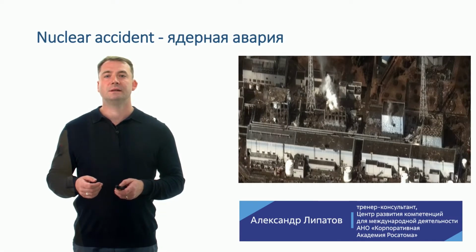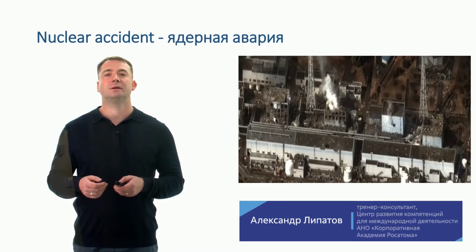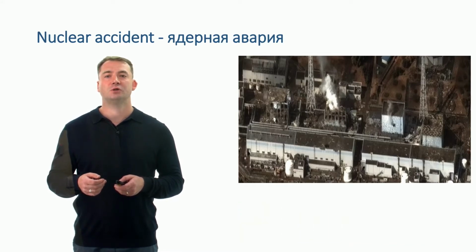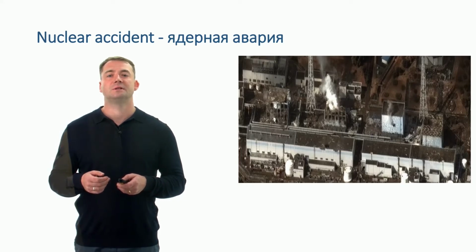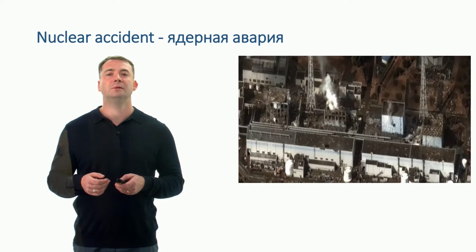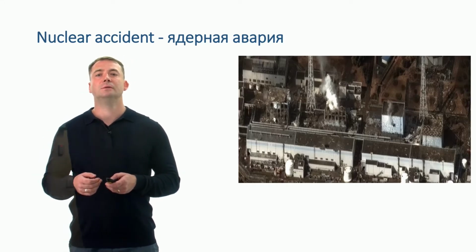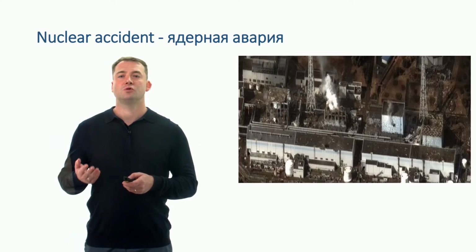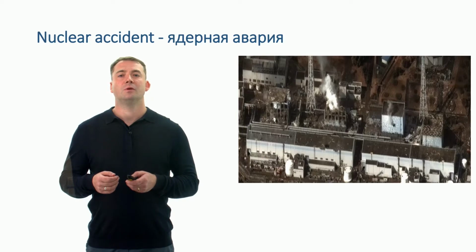Nuclear accident, ядерная авария. Nuclear or radiation accident is defined by International Atomic Energy Agency, IAEA, as an event that has led to significant consequences to people, environment, or facility. Examples may include lethal effects to individuals, release of radioactive isotopes to environment, or reactor core melt.